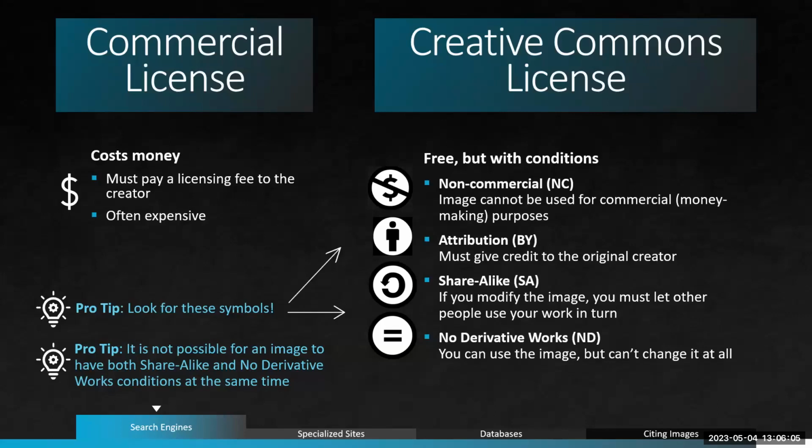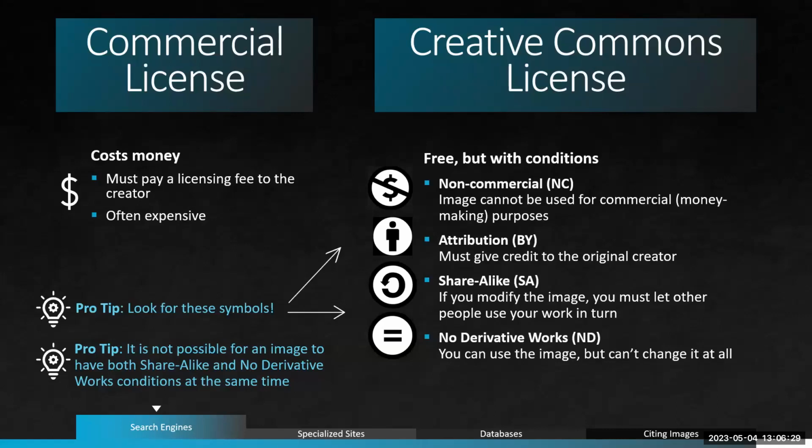The share alike condition means that if you use and modify the image, such as in a Photoshop project, then you have to let other people use your work in turn. Finally, the no derivative works condition means that you can use the image, but you cannot alter it. You have to use the image exactly as it is. When you view the license details of an image on Google, it will show which of these conditions are required and will show some of these icons.